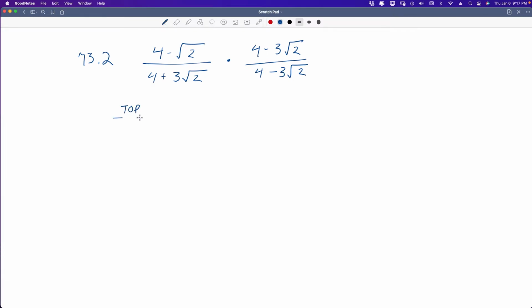So the top part is going to be 4 minus the square root of 2. And this is 4 minus 3 times the square root of 2. Let's do this one first. Remember, when you have a negative, we treat this like a variable, so we're going to slide that 1 right in there. Negative and a negative is a positive, so that is a positive 3. Positive 3, and square root of 2 times square root of 2 is 2, so it's going to be 3 times 2, so that's going to be 6.